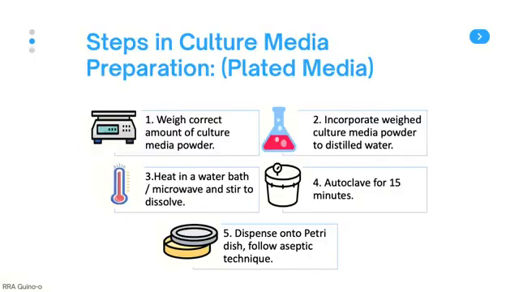So now that you have computed the volume of media that you need and the amount of powder that is needed to formulate that volume, you can now prepare your culture media. For plated media, you first have to weigh the correct amount of culture media powder on a digital scale. Then, you incorporate the weighed culture media powder to the distilled water.